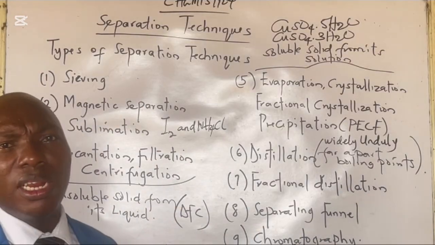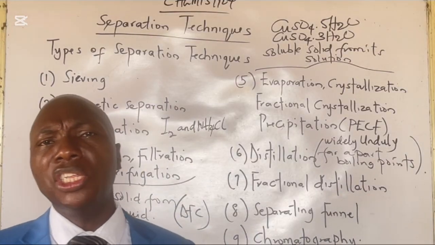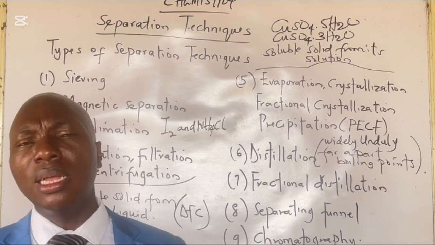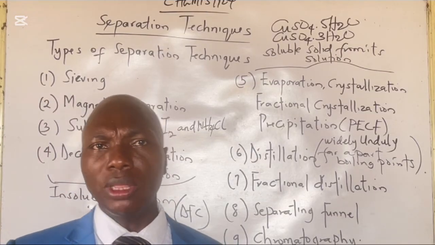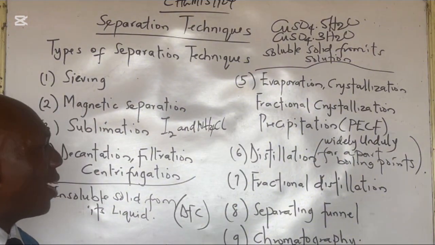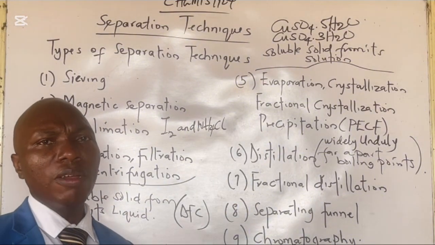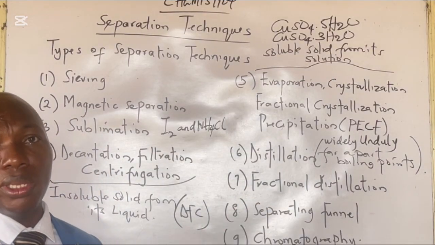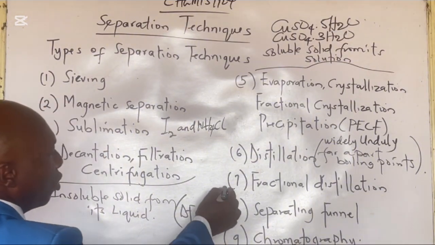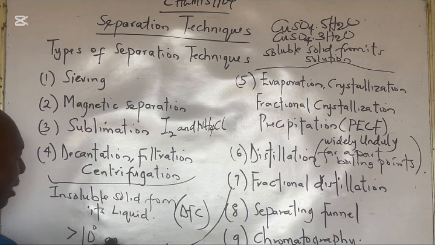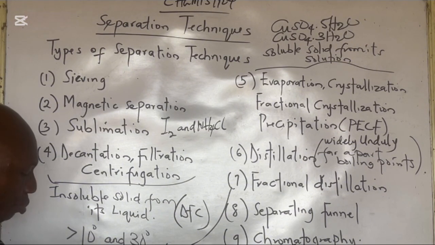And where do we use distillation? We use distillation in gin distilleries and water distilleries to obtain gin and water respectively. We also have fractional distillation. Fractional distillation is also used to separate miscible liquids, that is liquids whose boiling points differ by greater than 10 degrees and less than 30 degrees.